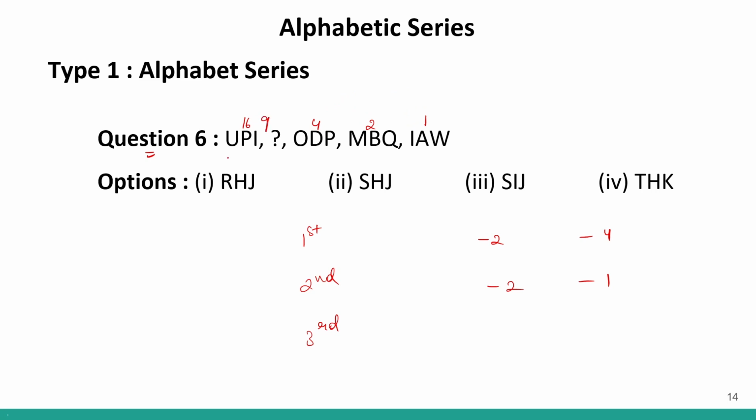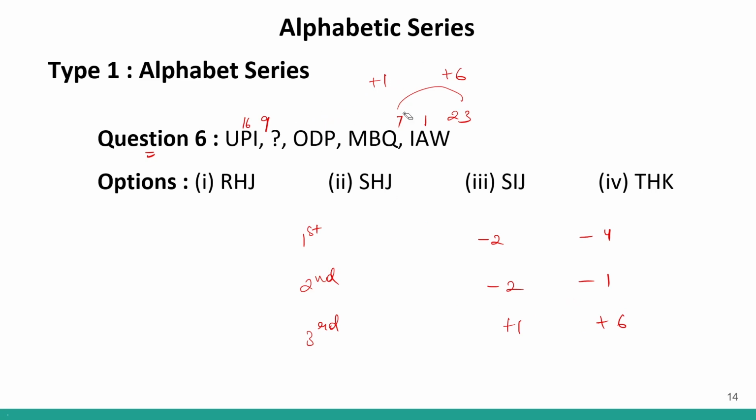Now let us look at the third one. I is 9, P is 16, Q is 17, correct? And W is how much? W is 23. So from 16 to 17 is plus 1, and from 17 to 23 is plus 6. So here I see plus 1 and plus 6. Correct? Now I cannot make out a clear logic.